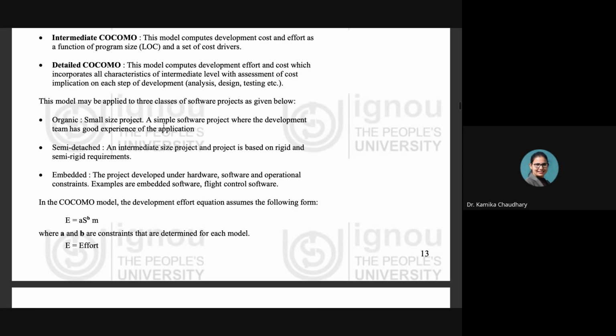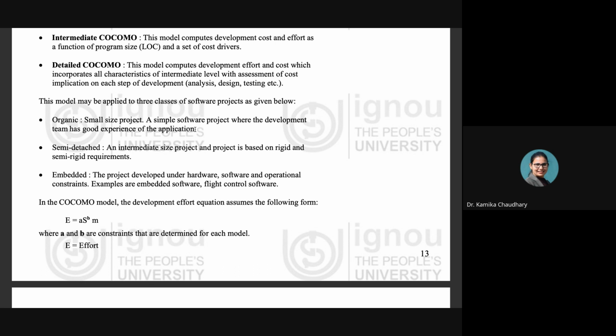Now, there are three classes of software projects into which it is divided. This model may be applied to the three classes of software projects. What are the three classes? Organic projects, semi-detached projects, and embedded projects. So what are organic projects? Organic projects are small size, simple software projects where the development team has good experience of the application. A simple, small size project comes into the organic project category.